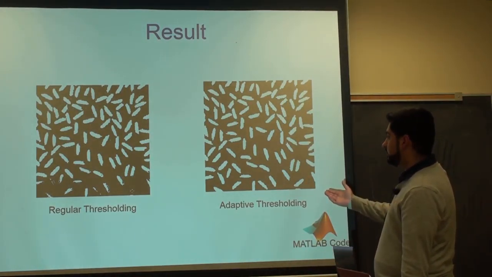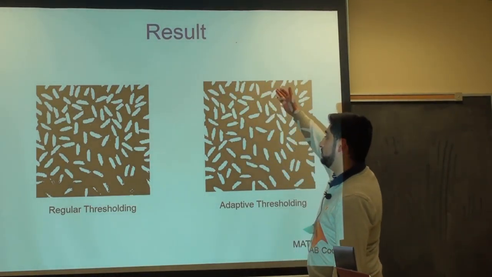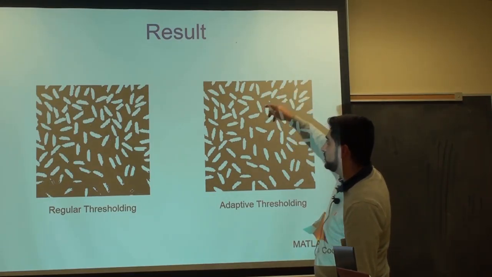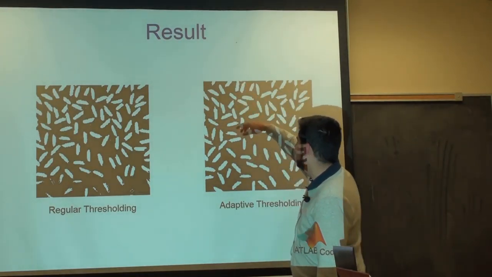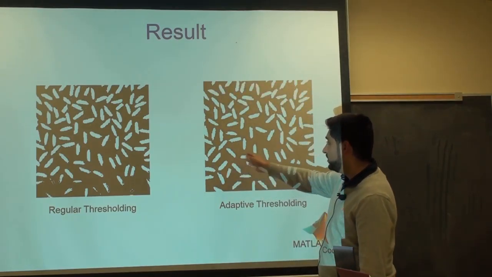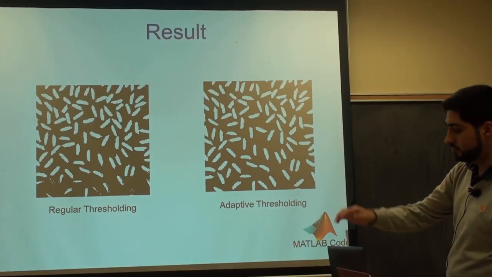But if you use the adaptive method and section the image into different blocks, in this case I think the block size was 32 by 32, and add them together, you get a better result because of the illumination issue. I think there's a code here.